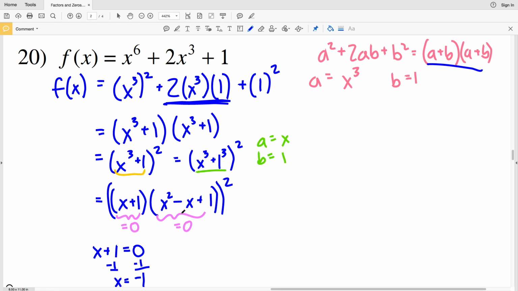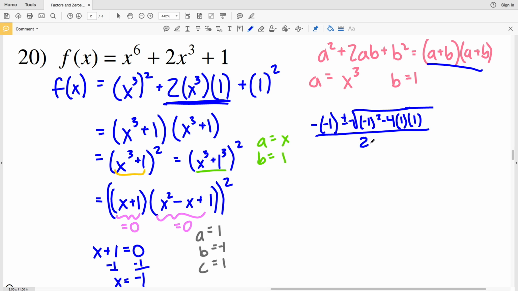Now let's look at when x squared minus x plus 1 equals 0. I'm going to do that by using the quadratic formula. So my a value is 1, my b value is negative 1, and my c value is a positive 1. So I'll have the opposite of b, the opposite of negative 1, plus or minus the square root of b squared, which is negative 1 squared, minus 4 times a times c, so 4 times 1 times 1, all over 2 times 1.